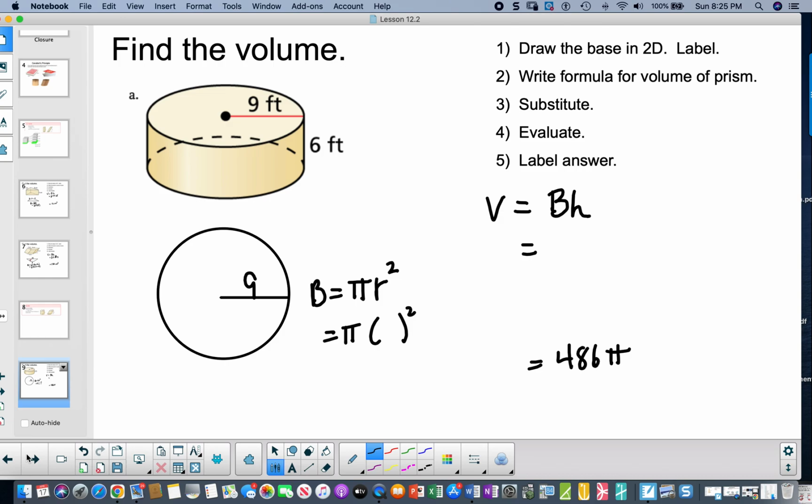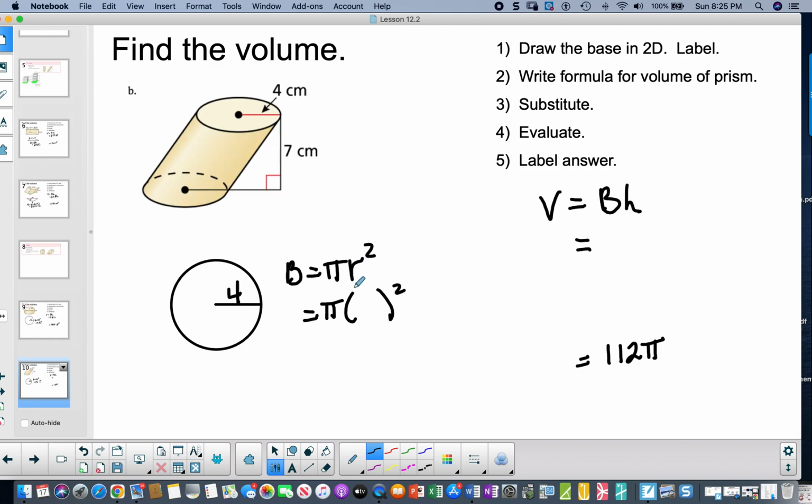In this particular problem, the area of the base, again, is a circle. So this will be pi times 9 squared. So when we write it into our volume formula, this will be pi times 81. And the number of layers, how tall it is, is 6. And when we multiply this, we're going to get 486 pi, and the units are cubic feet.